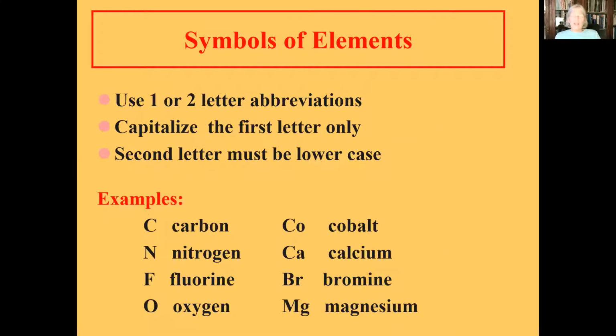Now, the symbols of the elements are always 1 or 2 letter abbreviations. The first letter is always capitalized. The second letter is never capitalized. It must be a lowercase letter. For example, carbon, nitrogen, fluorine, and oxygen are all 1 letter as a symbol. But cobalt, calcium, bromine, and magnesium require 2 letters, the second letter being a lowercase. Should you accidentally write this second letter as an uppercase capital letter, it will be incorrect.